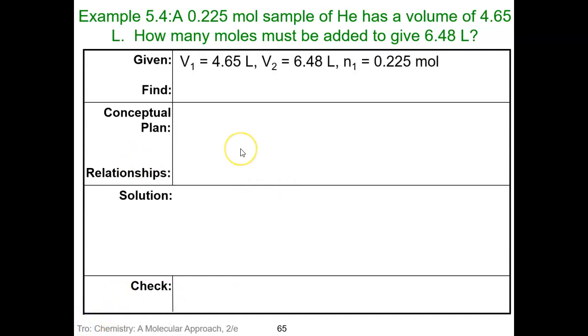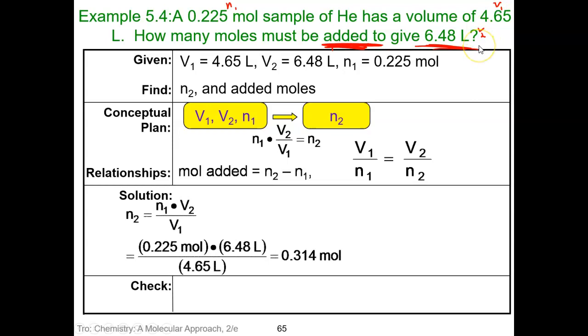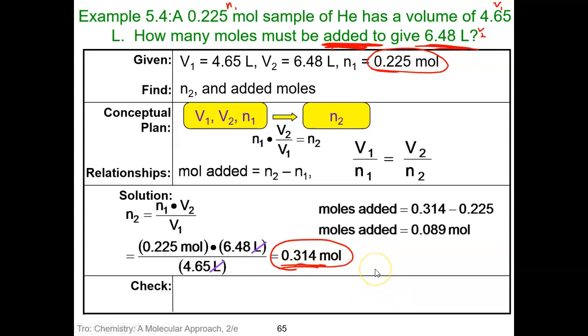All right, so when we try this one, assign our values. This one was a little bit tricky because it says how many moles must be added to give 6.48. So we're asking how many were added, which is a little bit trickier than normal. So we solve for our moles. Here's our N1, there's our V1 and our V2. We solve for N2, and we get 3.41 moles at the end, but specifically it asks for how much was going to be added. So we started with 2.25, we ended with 3.14. All we need to do is subtract those two to get the number of moles we actually added.